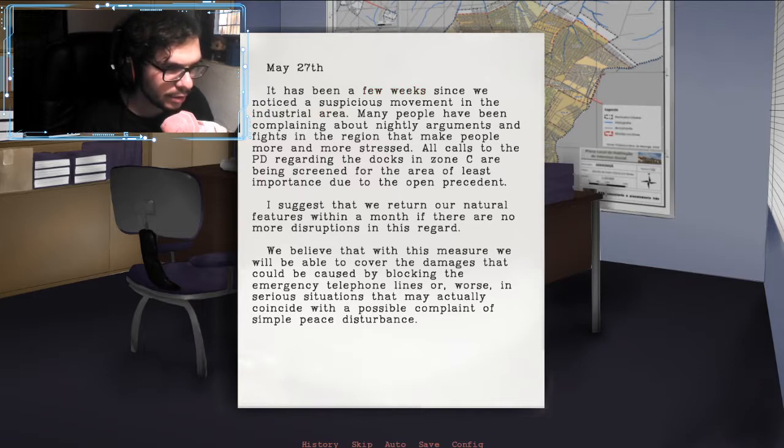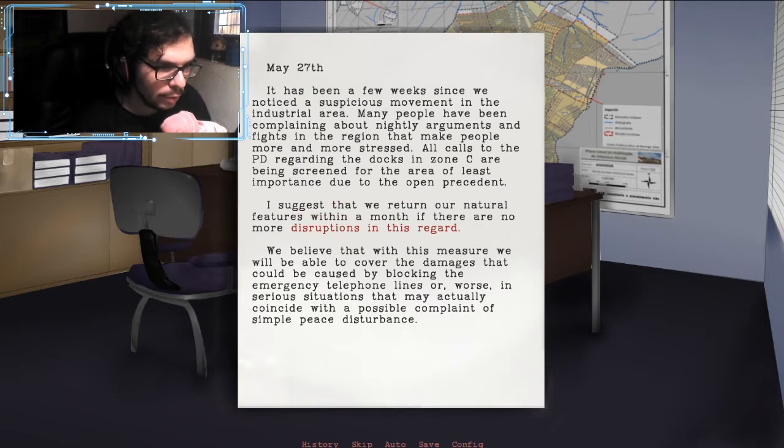It's been a few weeks since we noticed suspicious movement. Yeah. People have been complaining about nightly arguments. But in the region, people are more and more stressed. Doesn't tell me anything. All calls to the PD regarding the docks in Zone C are being screened for the area importance. Suggest a return to our natural features within a month. There are no more disruptions in this regard. Within a month. That doesn't really tell me anything. Yeah, no, that doesn't tell me anything.